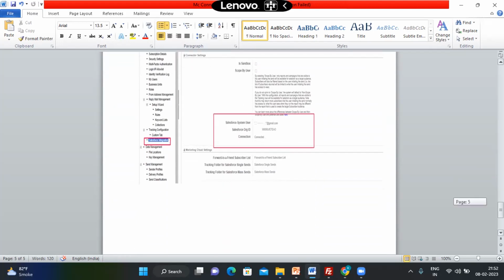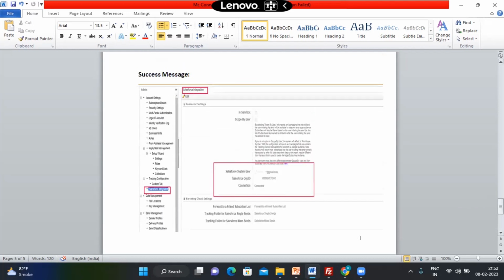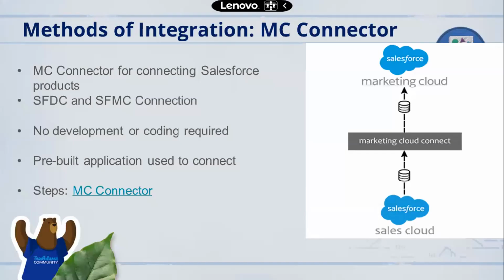So these are the steps you need to follow to implement your connector. And once you implement your connector, both the clouds start talking to each other, and data flow is happening between them. This is the first one in terms of integration.